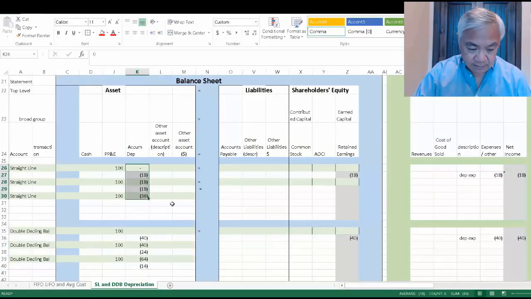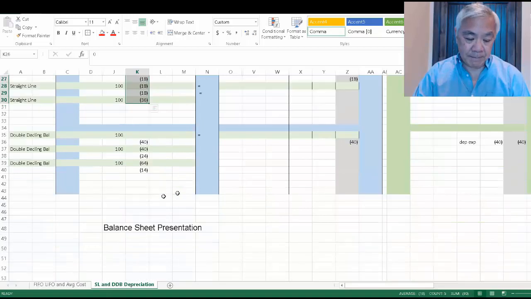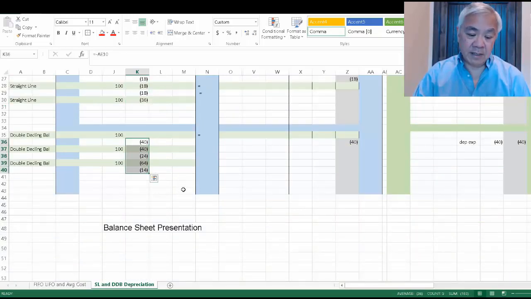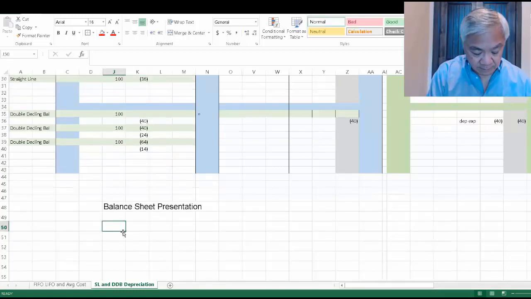Notice that this is very easy or consistent. I guess consistent, hopefully easy. 18,000 a year, right? But this one declines. It starts with 40, then drops to 24, then drops to 14. And that's because we're taking the 40% not times the original cost or some depreciation base, we're multiplying times the declining balance.